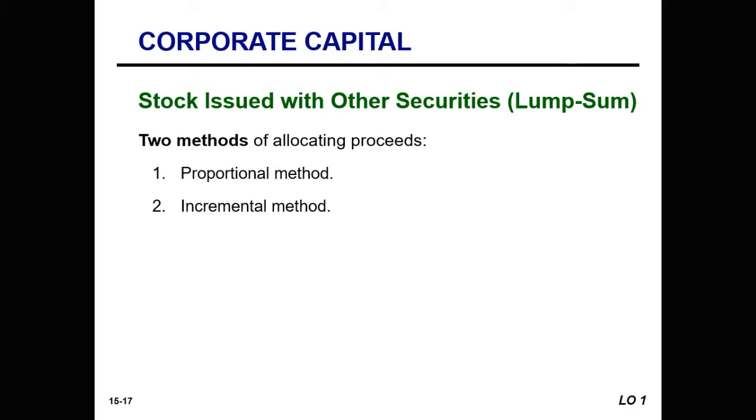Keep in mind that this could be where we're lump selling preferred with common stock, multiple different types of common stock, or different types of preferred stock. There's not just the two. There are also subcategories within the broad variety of common.